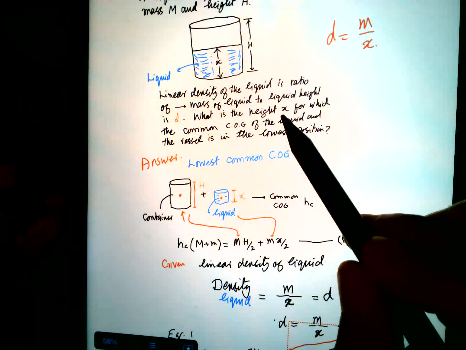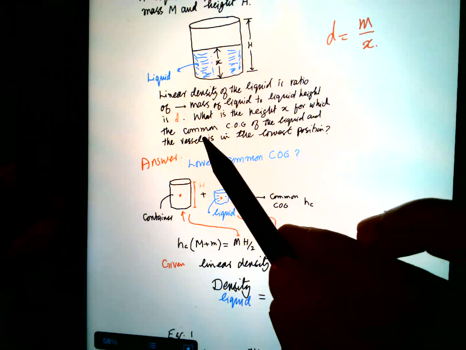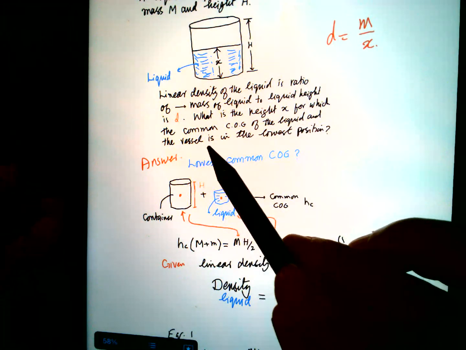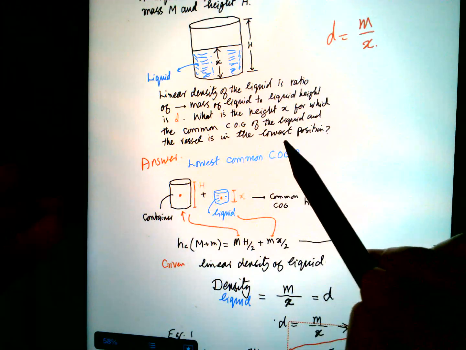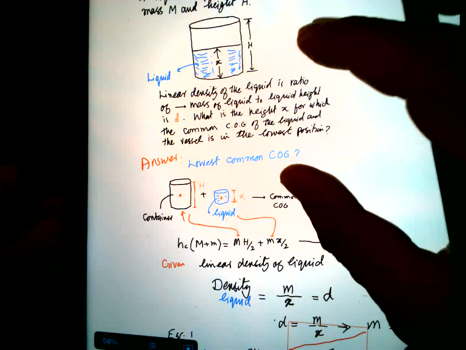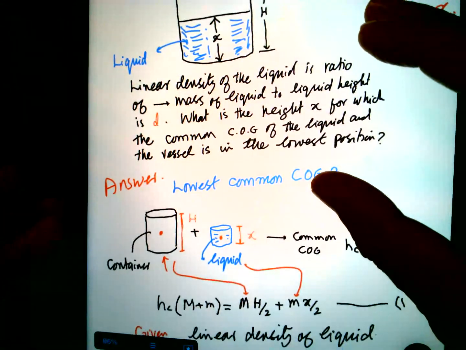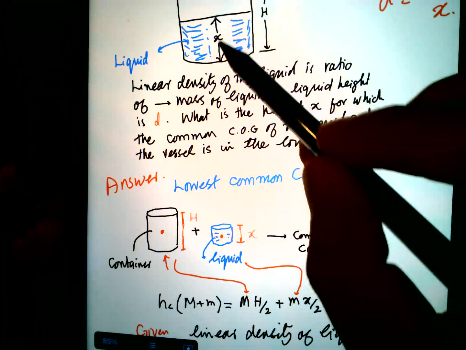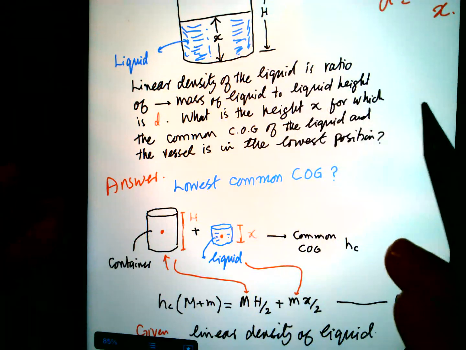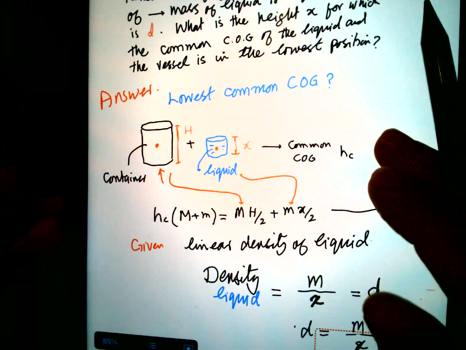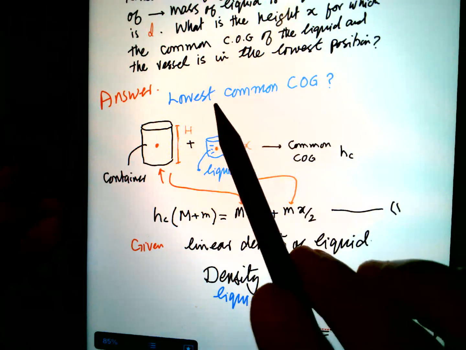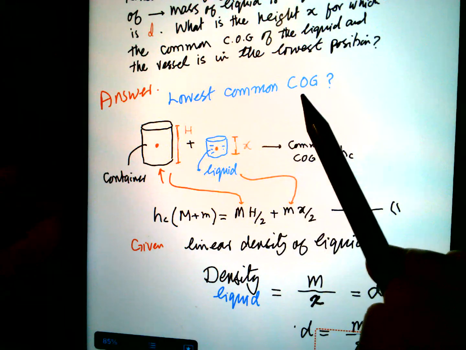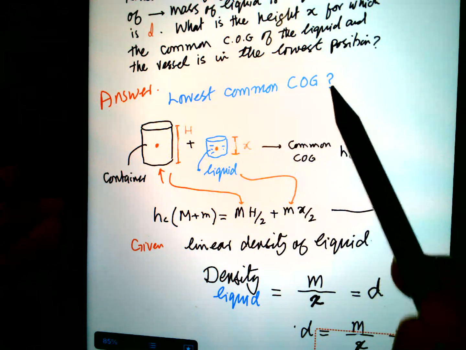What is the height x for which the common center of gravity of the liquid and the vessel is in the lowest position? So we have to find the lowest position. What should be the height of x, where the center of gravity is the lowest? So we have to find the lowest common center of gravity.